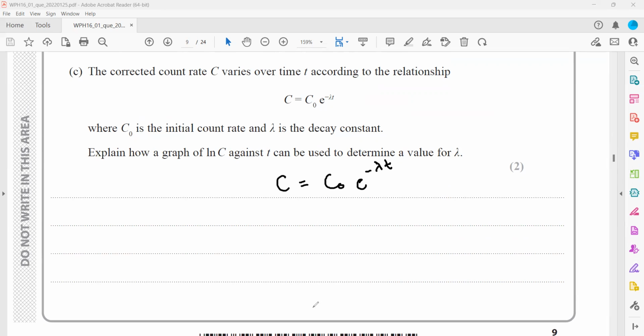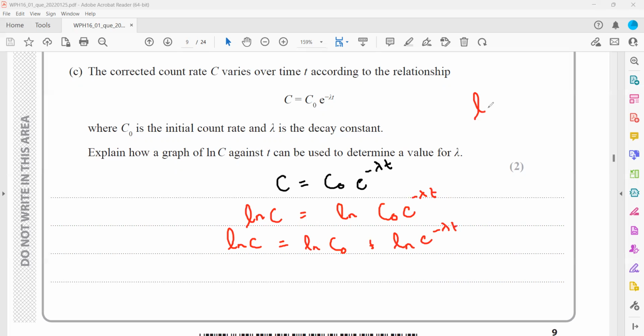What we'll do is take ln on both sides. So this will be ln C, and this will be ln of C naught e raised to the power minus lambda t. Whenever two quantities are multiplied, we write them as a sum. So ln C equals ln C naught plus ln e raised to the power minus lambda t. Remember, in ln or log, when two quantities are multiplied, we write them as a sum: ln A plus ln B.